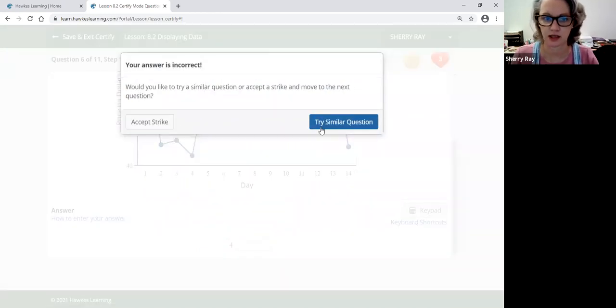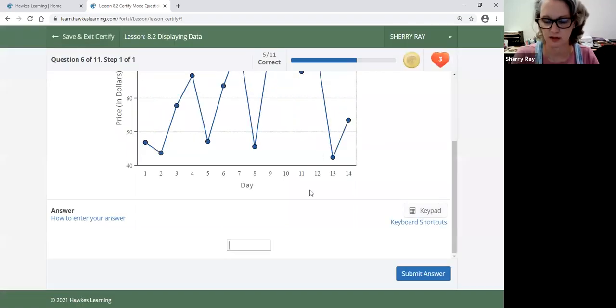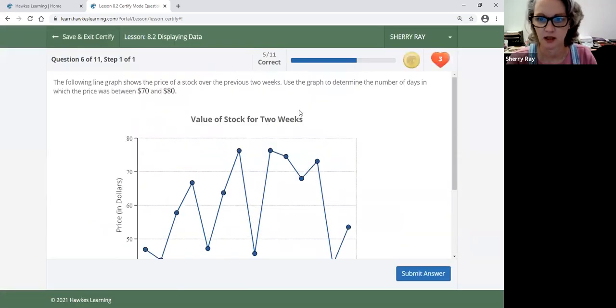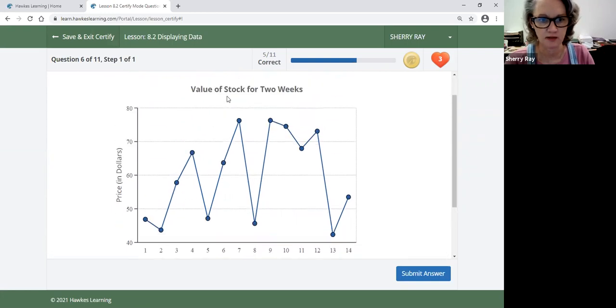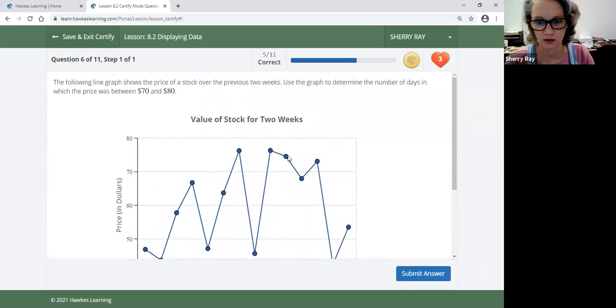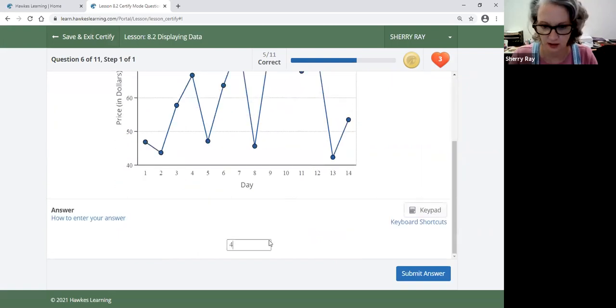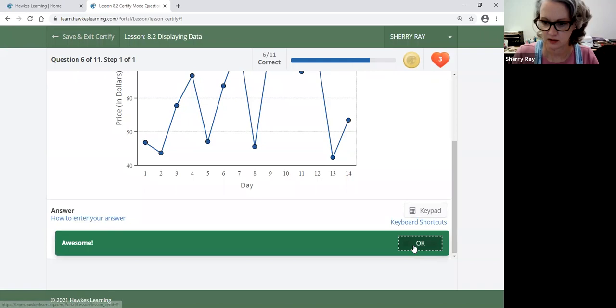And I'm going to try a similar question, see if I maybe looked at that wrong. Okay, use the graph to determine the number of days in which the price is between 70 and 80. So I have 1, 2, 3, 4 between 70 and 80. Let's try that. All righty.